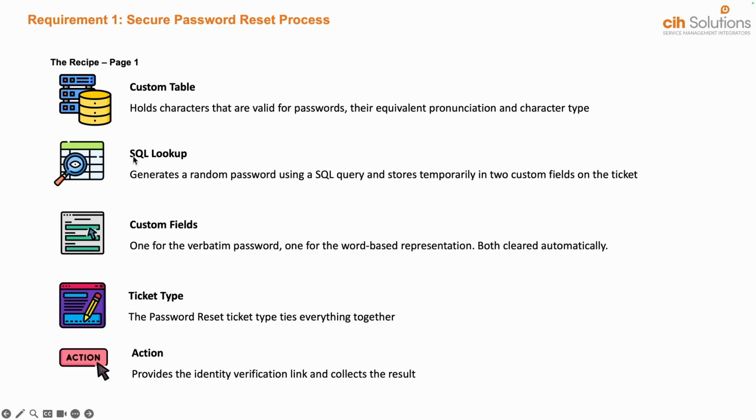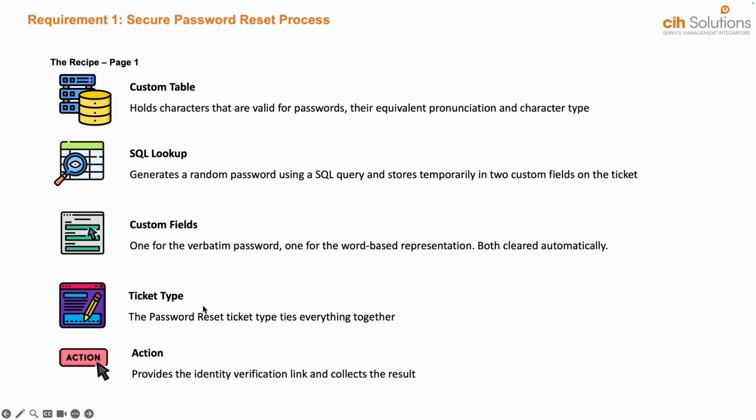password and make sure that enough of each character type is being used in that password. So the SQL lookup I've just mentioned basically creates the password using a fairly straightforward SQL query, and it stores both the representation of each character and each character into two custom fields on the ticket. So custom fields, one for the verbatim password and one for the word-based representation that can be spoken. And both of those fields are cleared automatically.